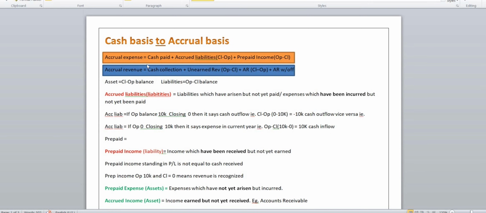Accrual expense. If there is accrual expense, how to convert from cash basis to accrual basis? You have to add cash paid, then add accrued liabilities, closing minus opening, plus prepaid income, opening minus closing. I will explain everything in detail.